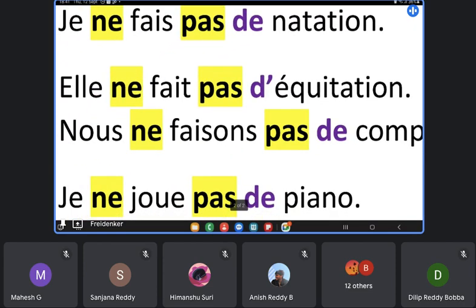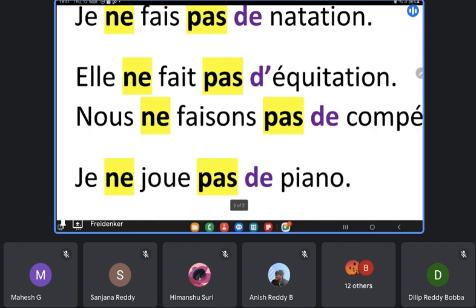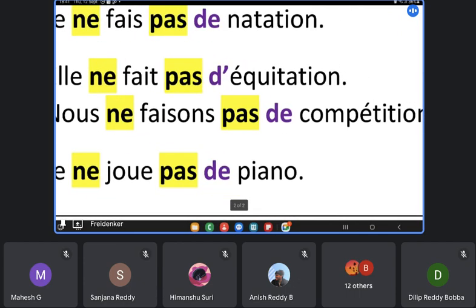And ne pas comes around the verb, so you have ne and pas. Je ne fais pas de natation. Elle ne fait pas d'équitation. The l apostrophe goes away, so what remains is de. Since it begins with a vowel, you get a d apostrophe. Nous ne faisons pas de compétition.